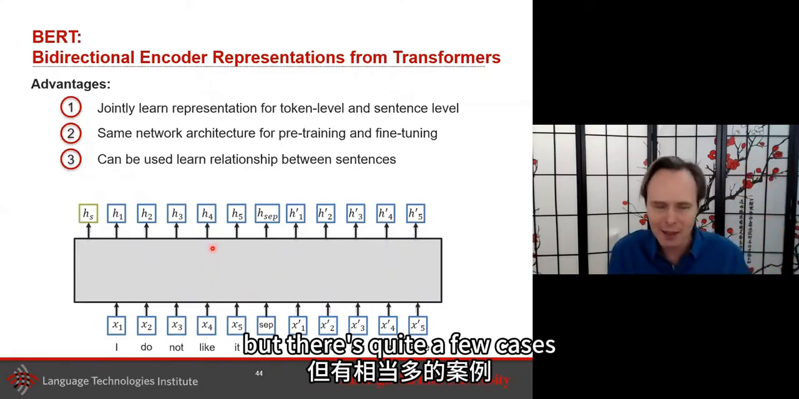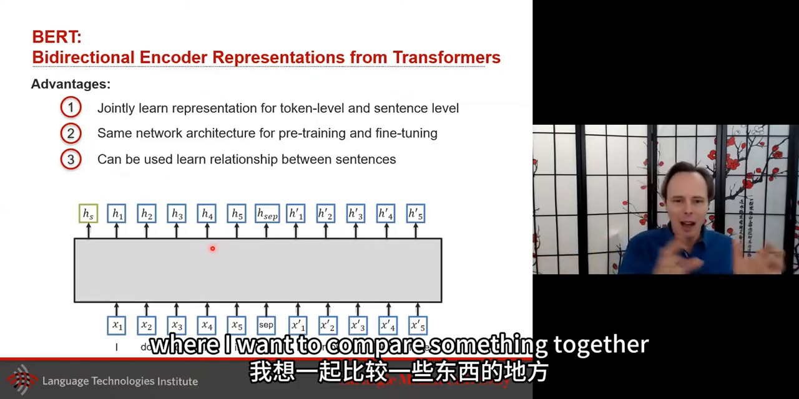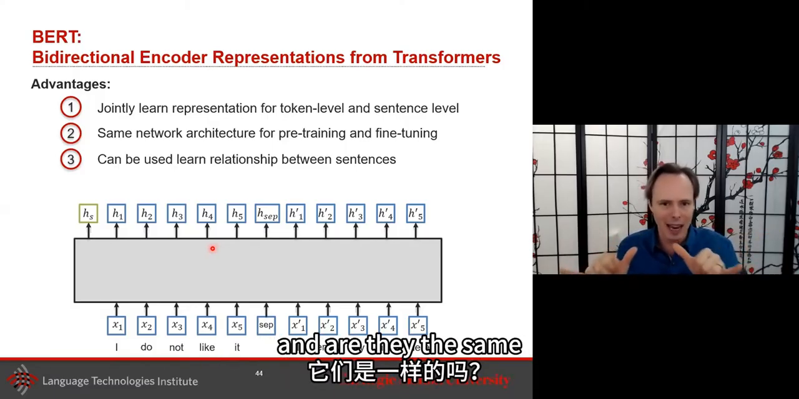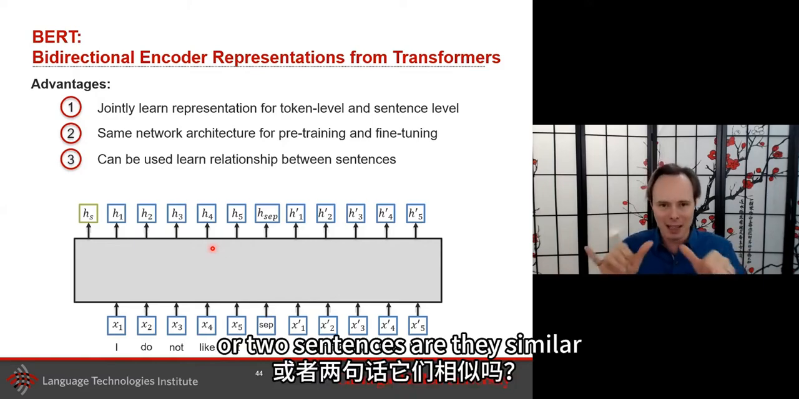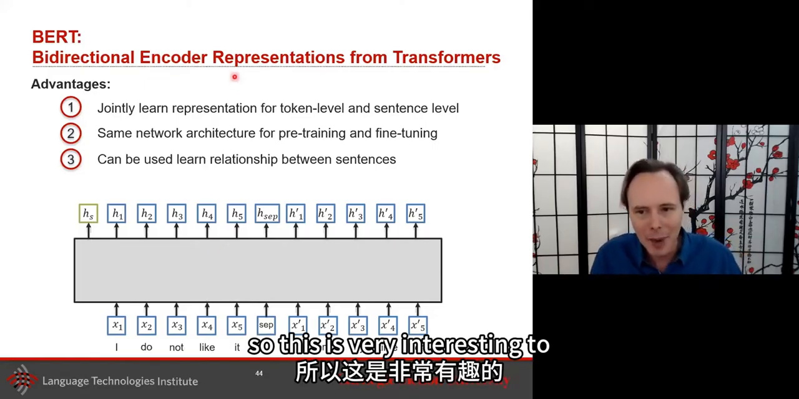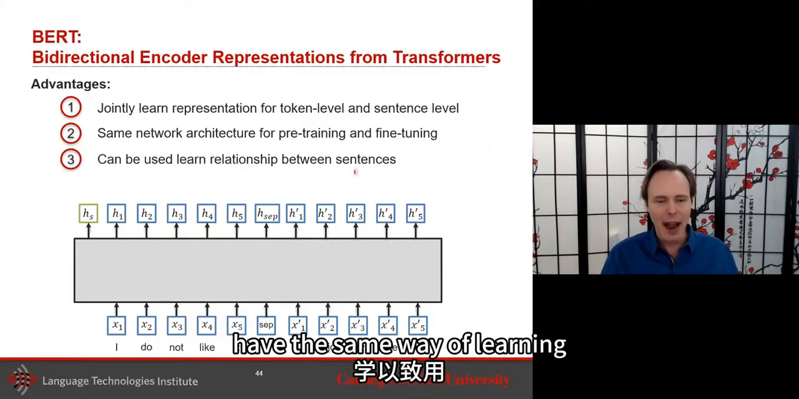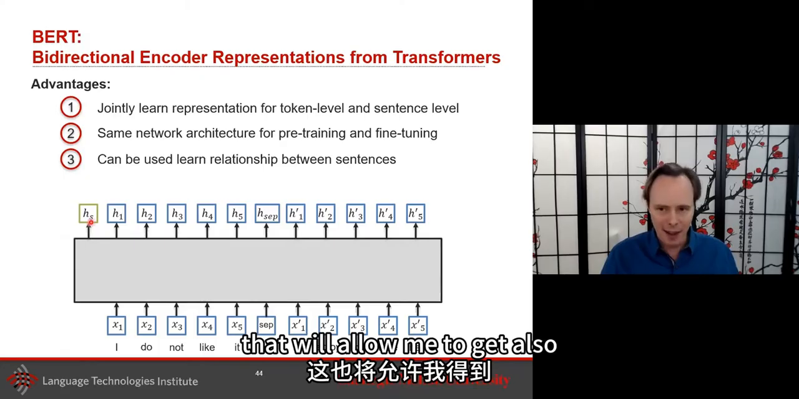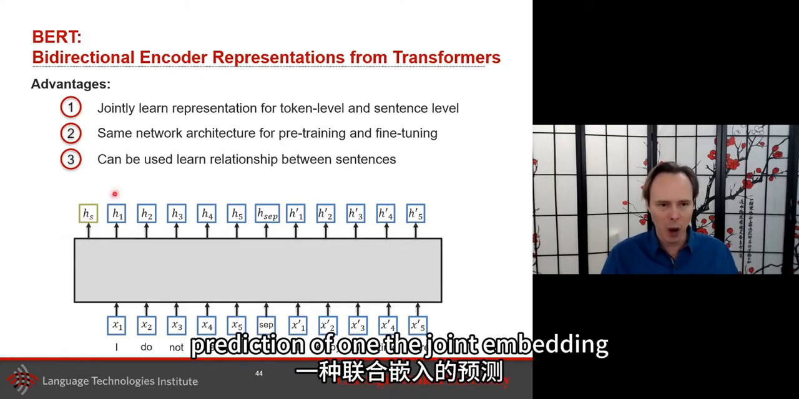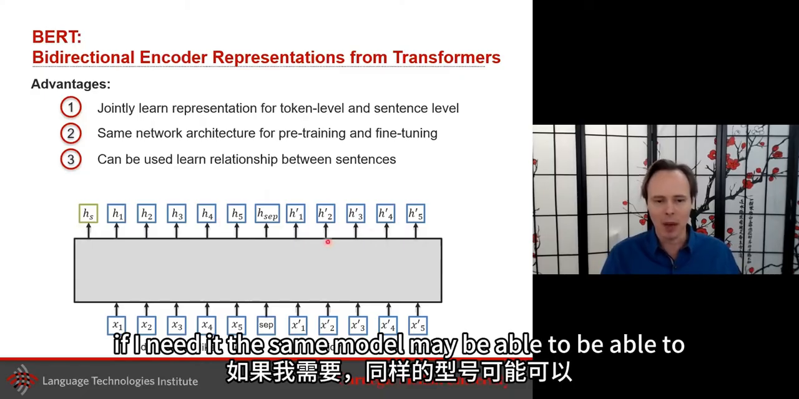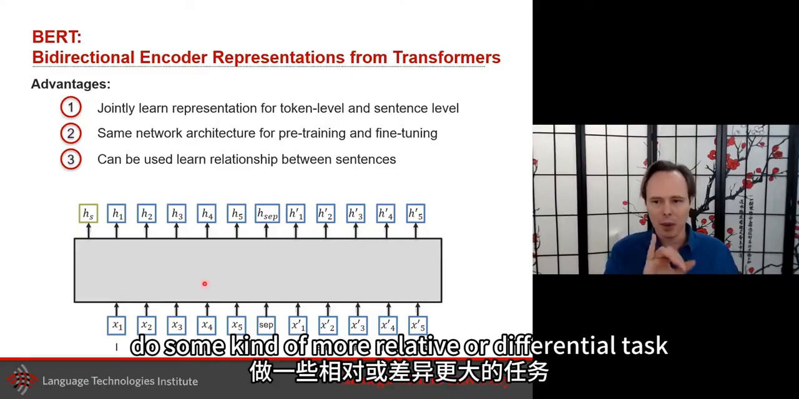But there's quite a few cases where I want to compare something together. I want to compare two sentences, like I have a question and an answer, and are they the same? Or two sentences, are they similar? A question and answer, are they related? So this is very interesting to have the same way of learning that will allow me to get also prediction of the joint embedding, one sentence embedding, and if I needed, the same model may be able to do some kind of more relative or differential task.